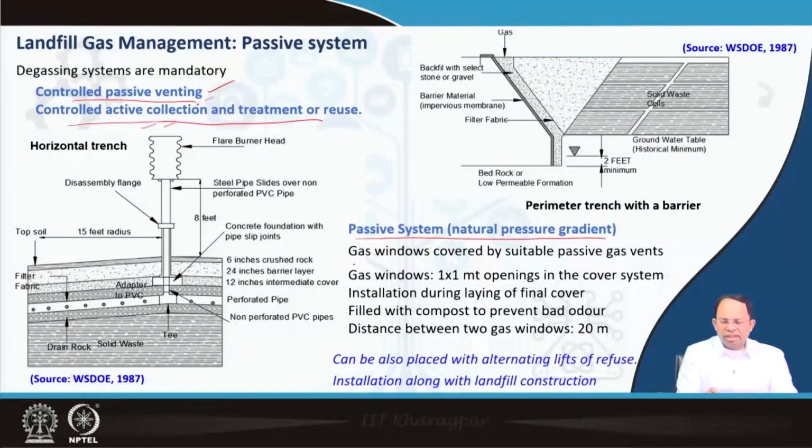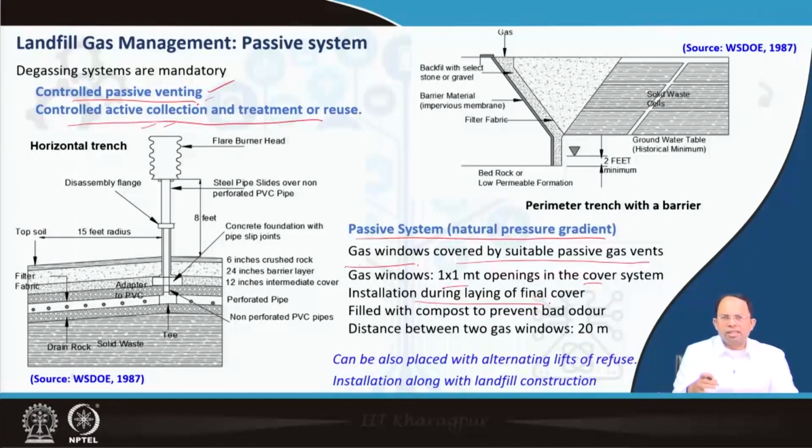For this we create some windows, or we call them gas windows, covered by suitable passive gas vents. Gas windows are nothing but openings in the liner system. That means in the top liner system or the cover system, we create some openings of 1 meter by 1 meter, through which we can allow the gas to come out, right? Now there are some designs for it. I will show it one by one, and this is done during installation of the final cover.